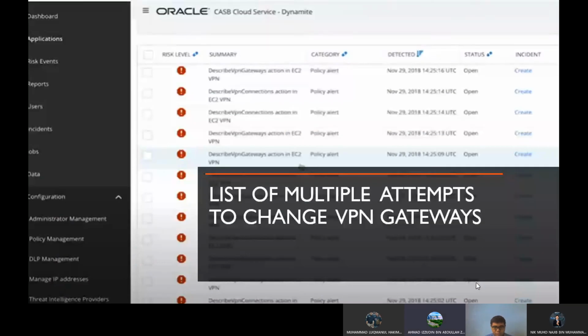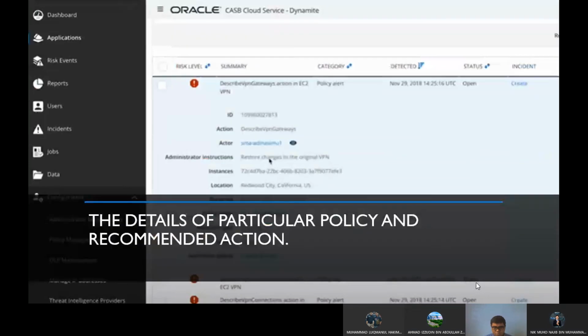In the second picture, we can see that there are multiple attempts to change the VPN gateway. This attempt will trigger the policy alert that informs of any change to instance EC2 VPNs. Next. On the third picture, we can see the detail of that particular policy and what the recommended actions are.